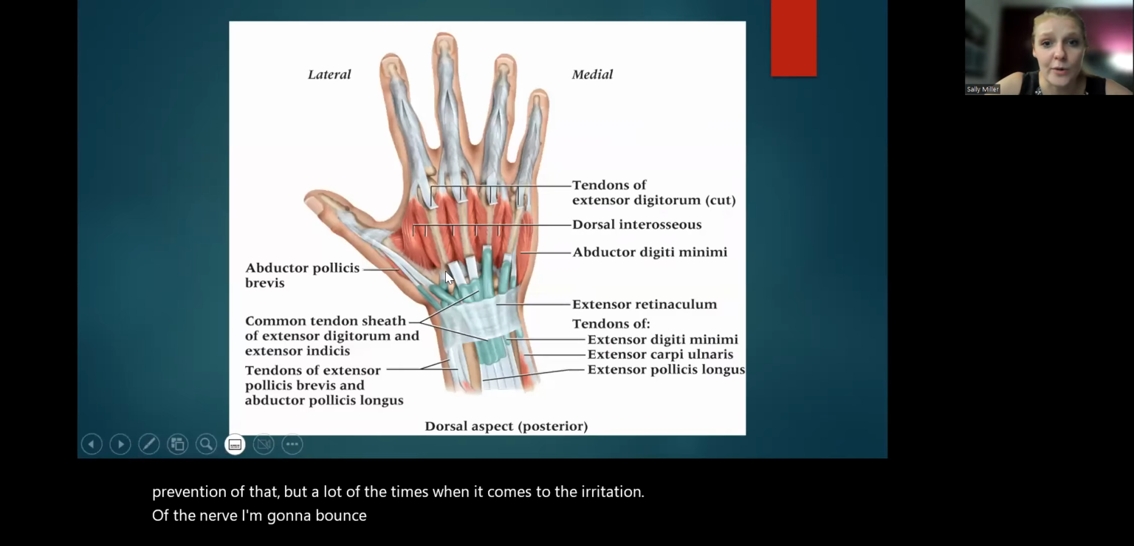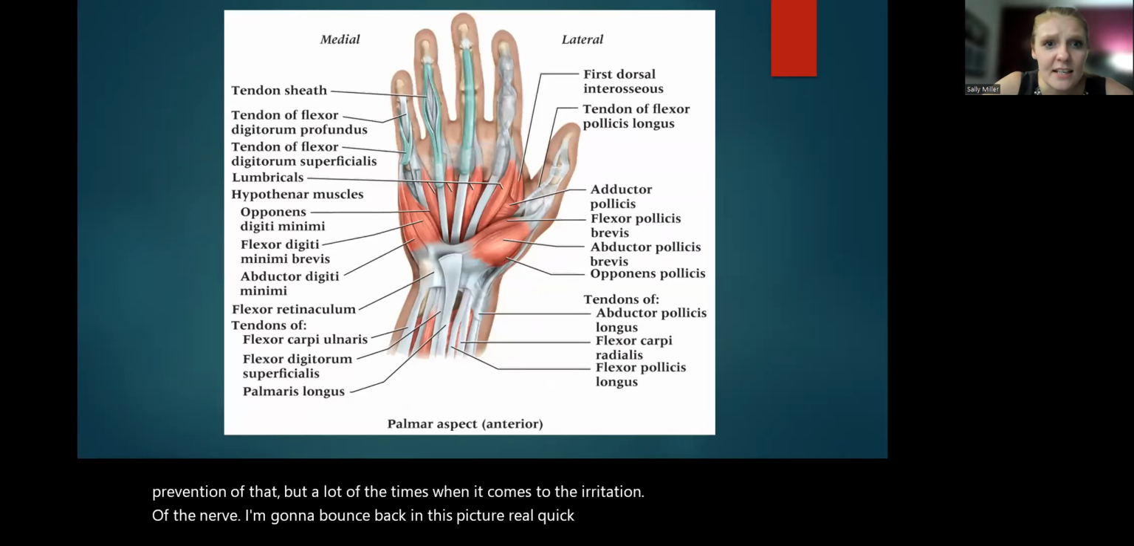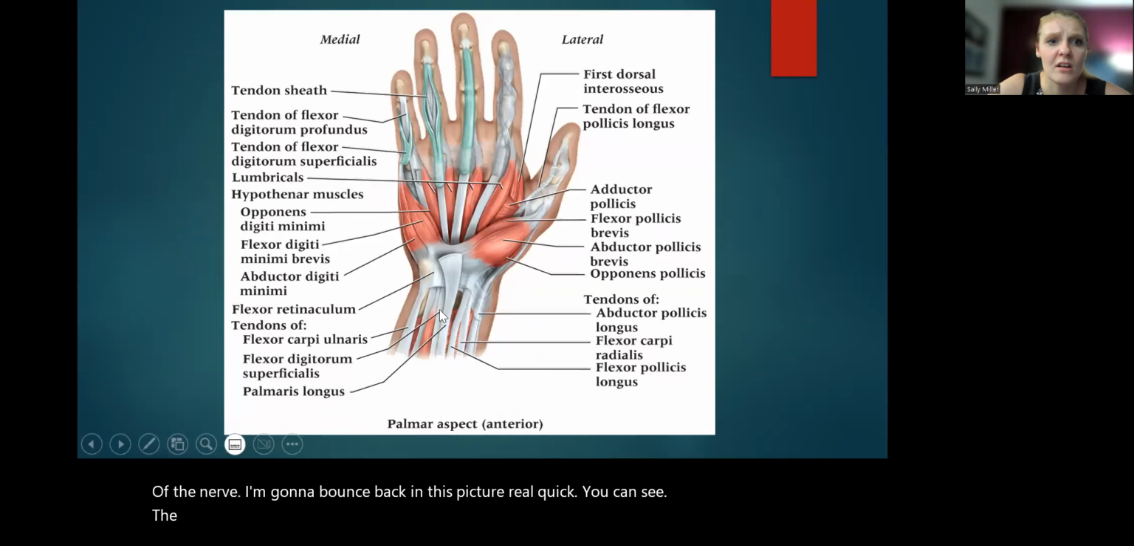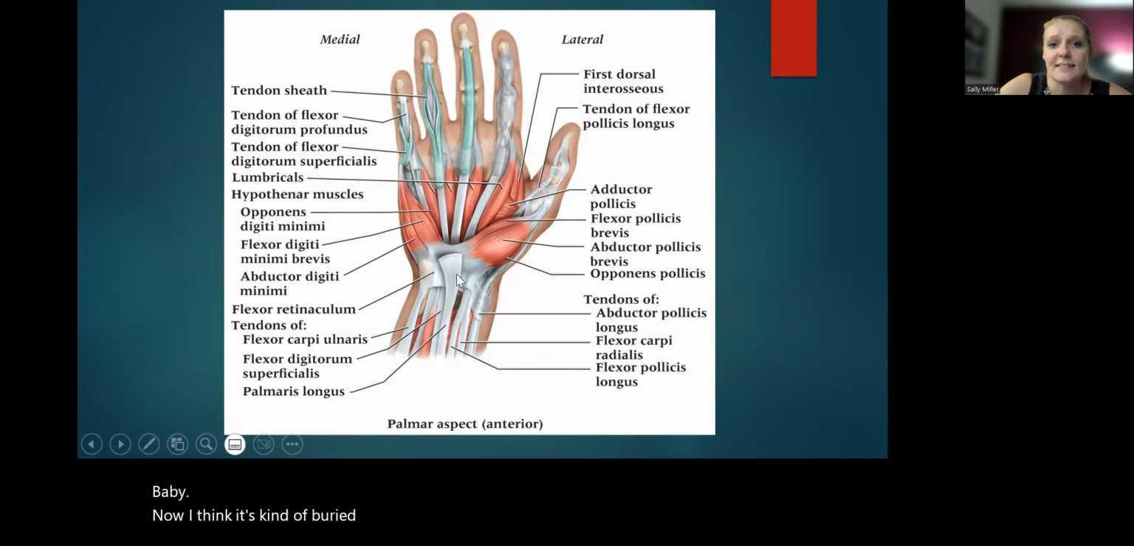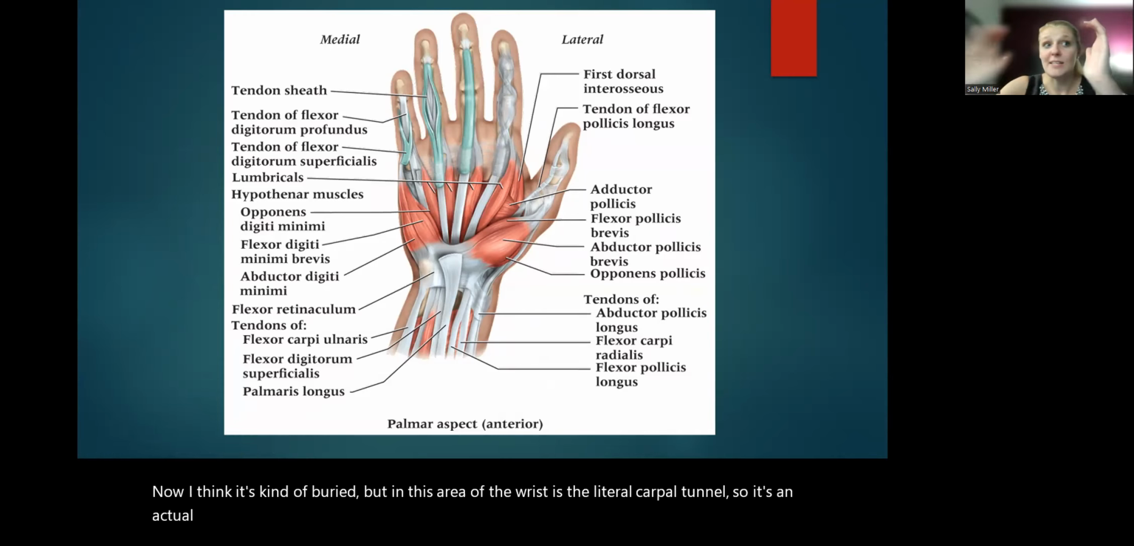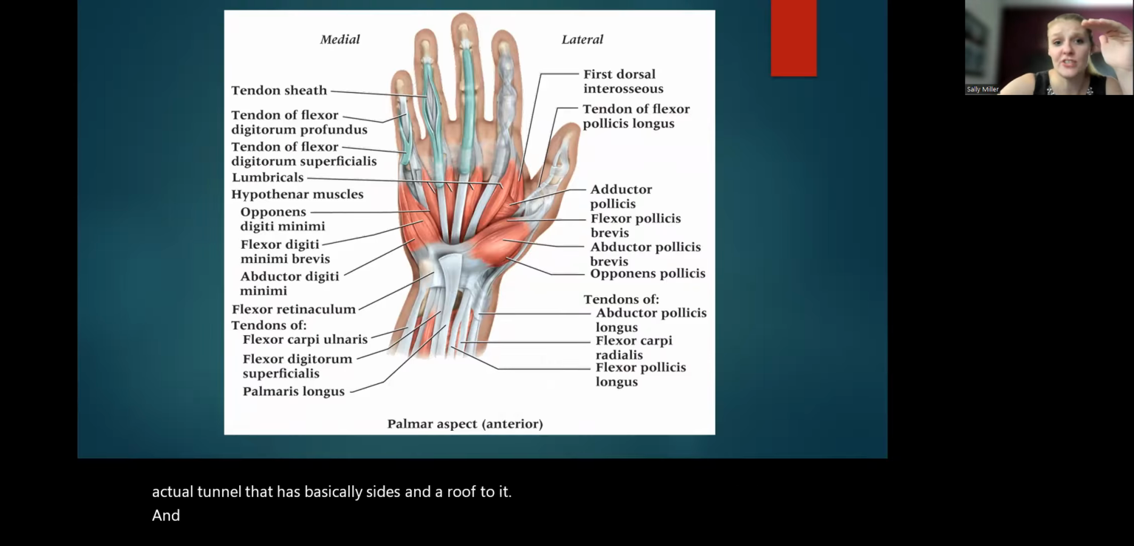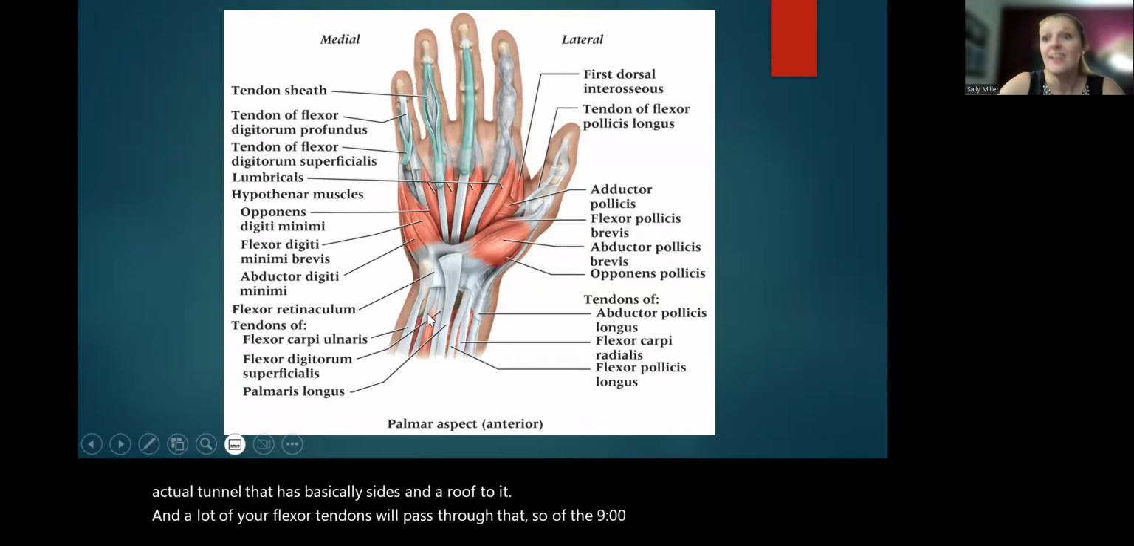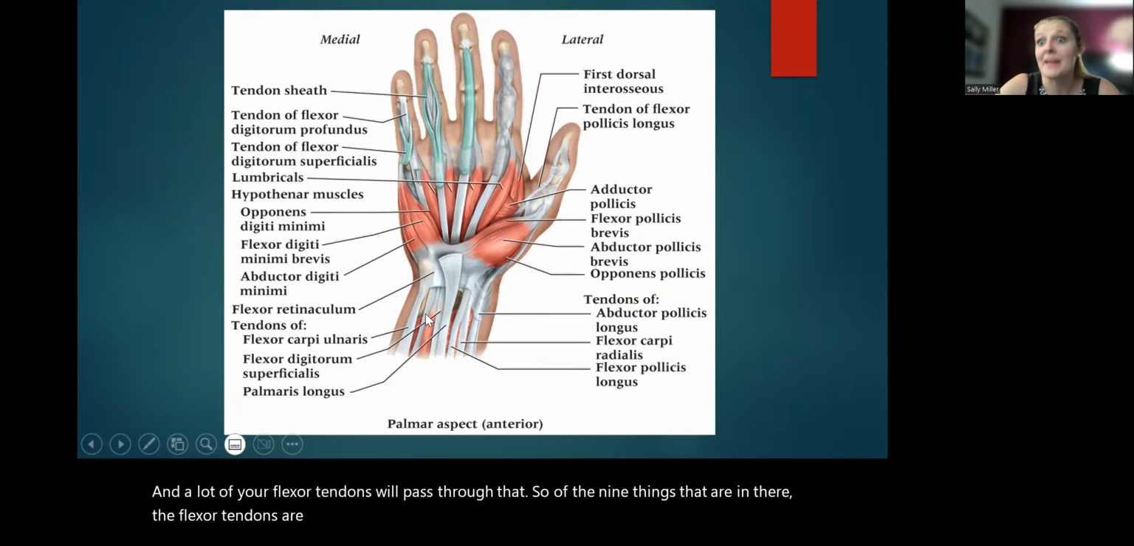But a lot of the times when it comes to the irritation of the nerve, I'm going to bounce back in this picture real quick. You can see, maybe, no, I think it's kind of buried, but in this area of the wrist is the literal carpal tunnel. So it's an actual tunnel that has basically sides and a roof to it. And a lot of your flexor tendons will pass through that. So of the 9 things that are in there, the flexor tendons are like 4 or 5 of them. The median nerve is one, some arteries, things like that.